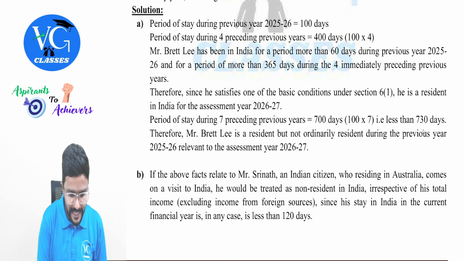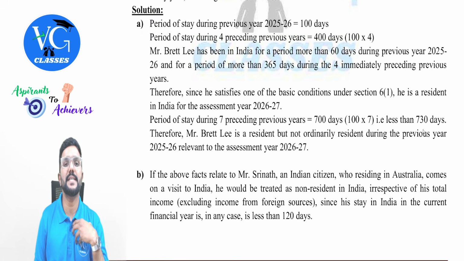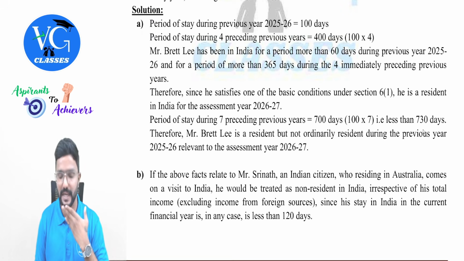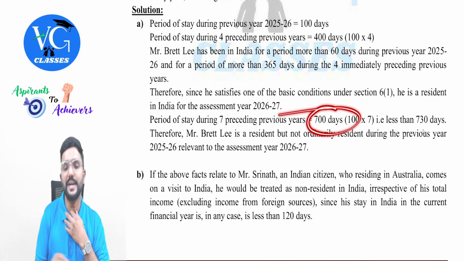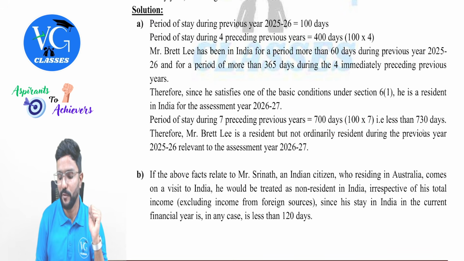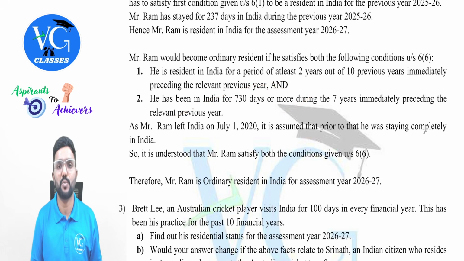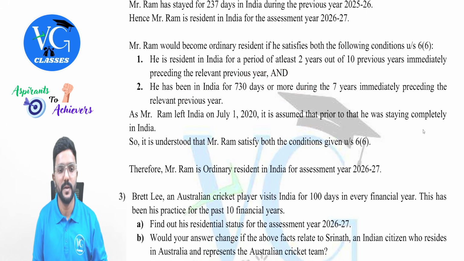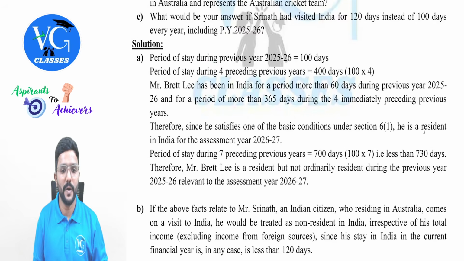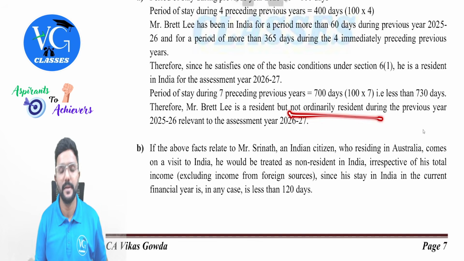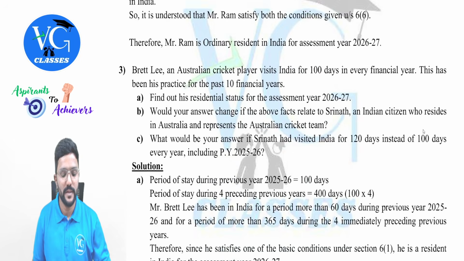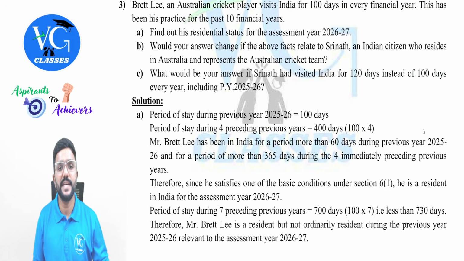Okay, sir. So he has satisfied the second condition given under section 6(1). So he would be resident. Then should we check the additional conditions? Yes, sir. But one of the additional conditions is not satisfied, because in the last 7 years he would be in India for 100 into 7, 700 days. Whereas the condition is how much? 730 days or more. So he didn't satisfy. So he will be not ordinarily resident, guys. Got it? Yes.